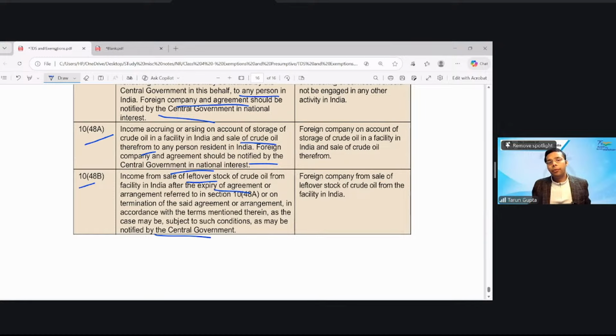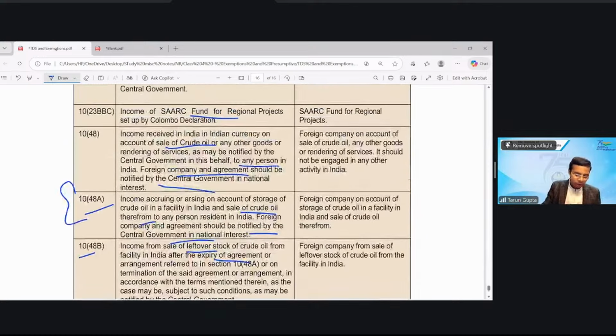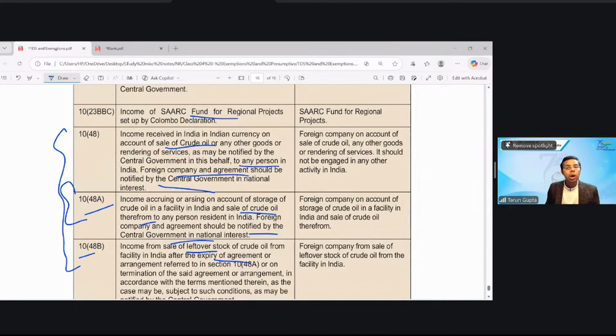So till the time the agreement is in force, the exemption is available under section 10(48A). Once the agreement expires, the exemption is available only in respect of the leftover stock which was there once the agreement expired. If you sell those leftover stocks, then also you will not be taxed in India. Had the exemption not been there, this foreign company would have constituted a business connection and would be liable to tax in India. But since crude oil is important for India, these exemptions are provided to the foreign companies.